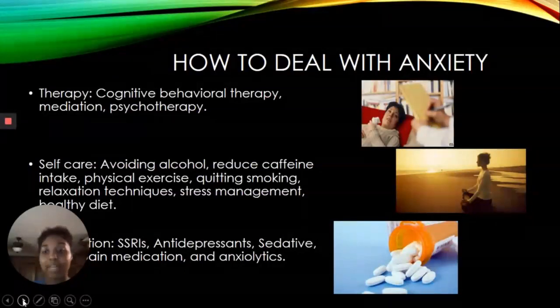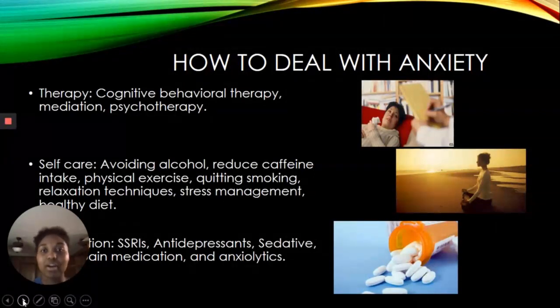And last but not least, medication. I want to emphasize that street drugs and self-medication is not something that I would recommend. All these medications are usually prescribed by your primary care physician or someone who is licensed to prescribe them. SSRIs, antidepressants, sedatives, these are all different types of medication that someone can be prescribed in order to help deal with their anxiety.